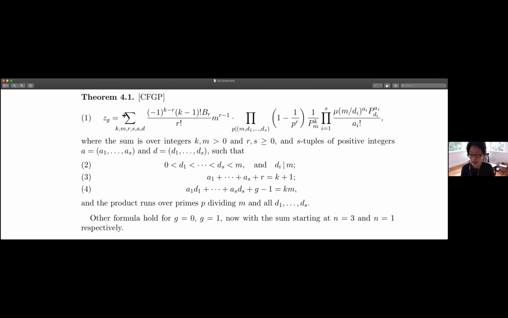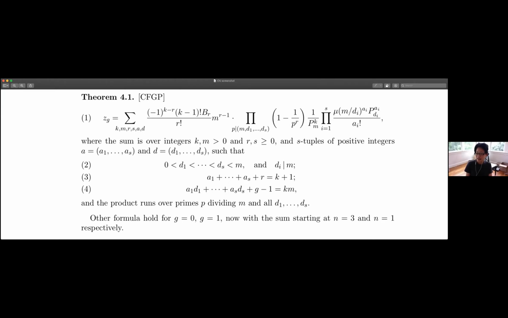Great, okay. Oh, what is mu? Yeah, so mu is 0 if the given natural number has a square factor, a square prime factor, and if the number is square free, then it's -1 to the number of prime factors. So it's the number theoretic mu. Is that okay? Great. Yes, it's that mu, the one you might have seen in elementary number theory.